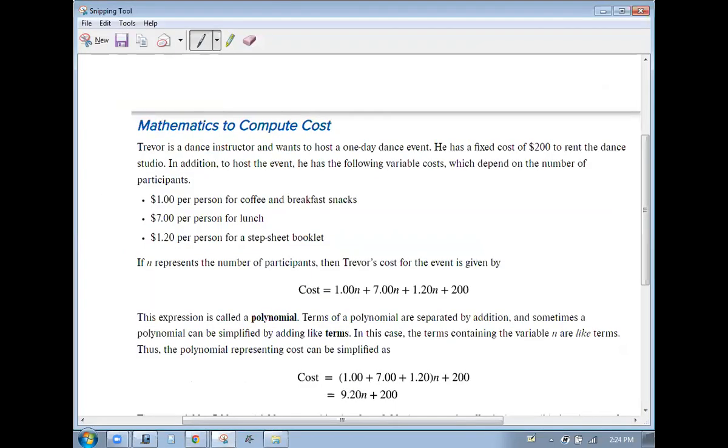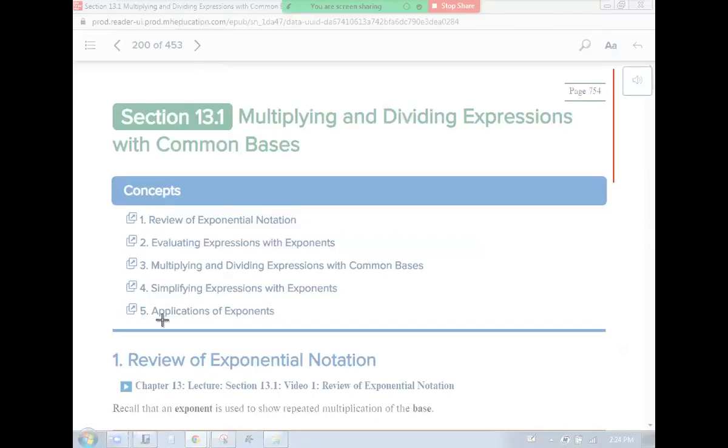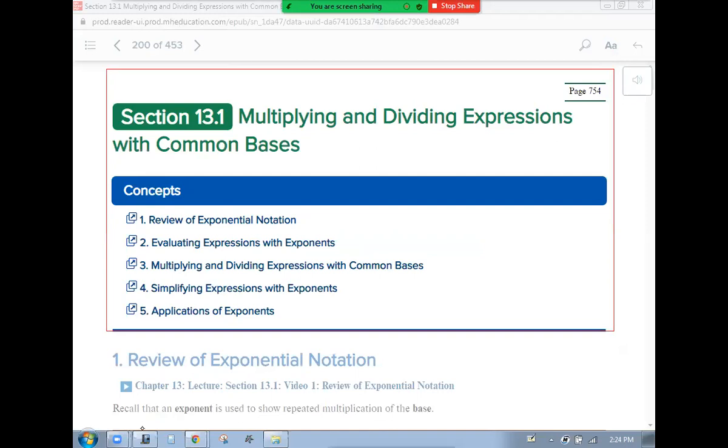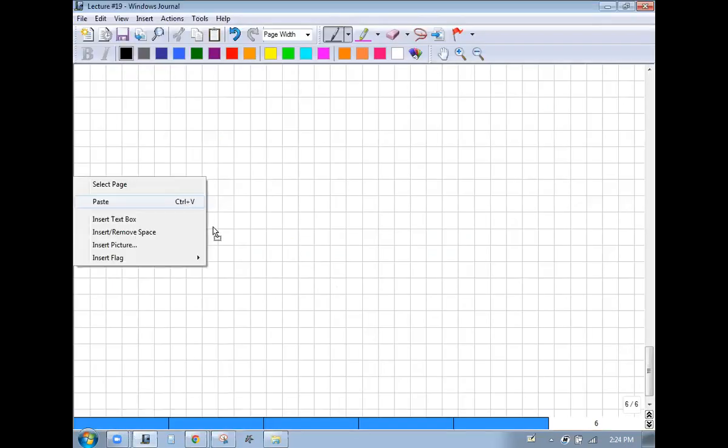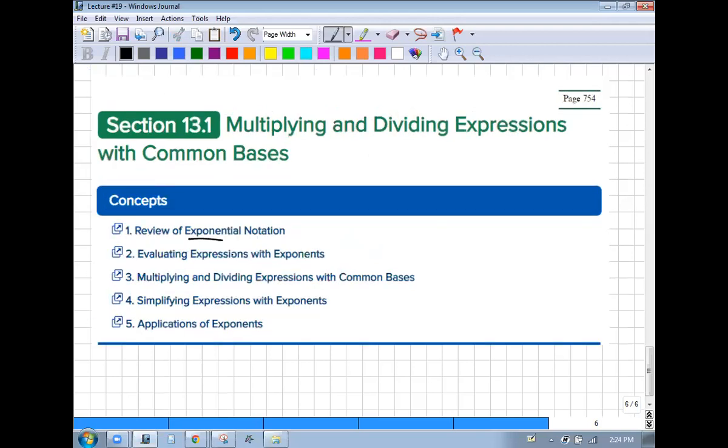13.1, page 754, it has 5 subsections. So we're gonna learn about exponents, more on exponents, multiplying and dividing, simplifying with exponents, and applications of exponents.